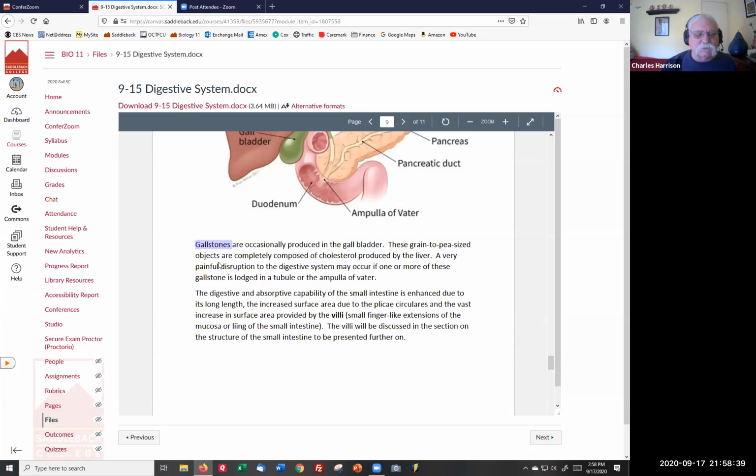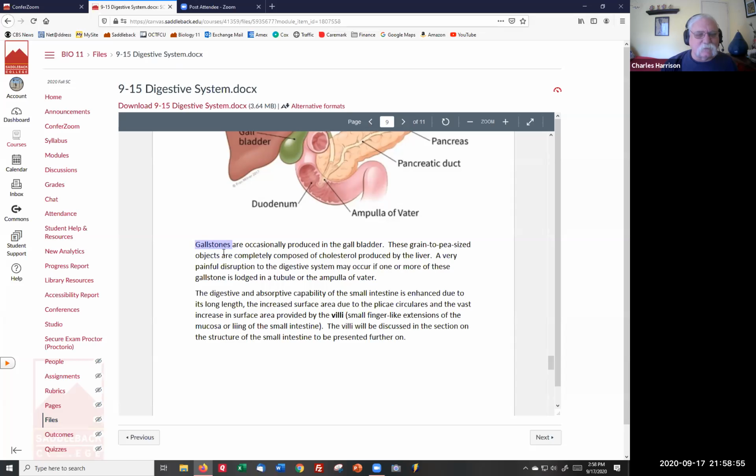Gallstones, here's the part, are occasionally produced by the gallbladder. Well, I hope I don't have a gallstone. I don't want to go through that. I don't even care if it's laparoscopic. I just don't want it.